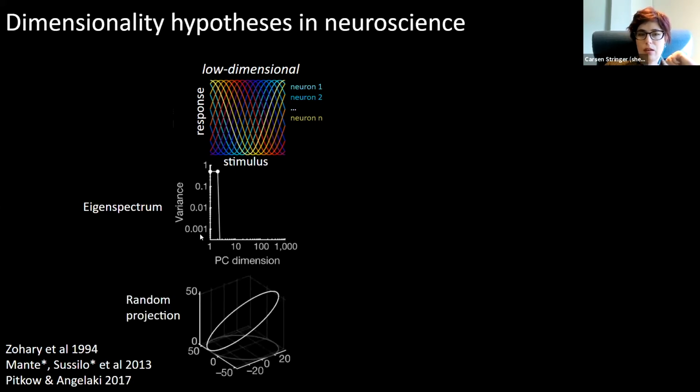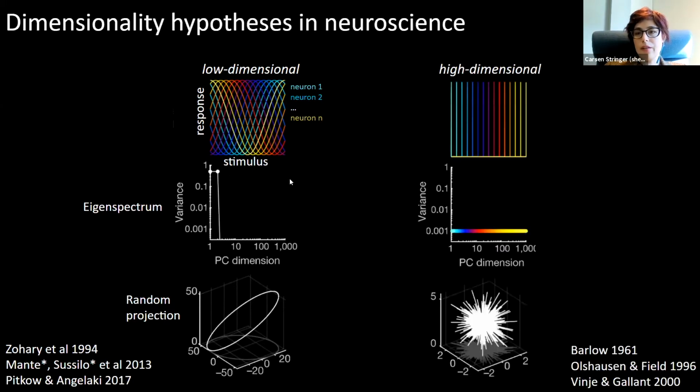And if you take a random projection of this simulated neural activity with these large tuning curves, and you move in this one-dimensional space, you smoothly move along this circle. So this code is robust to noise, but maybe it is not representing very fine features of this one-dimensional stimulus space. On the other hand, other studies have posited that neural activity is high dimensional.